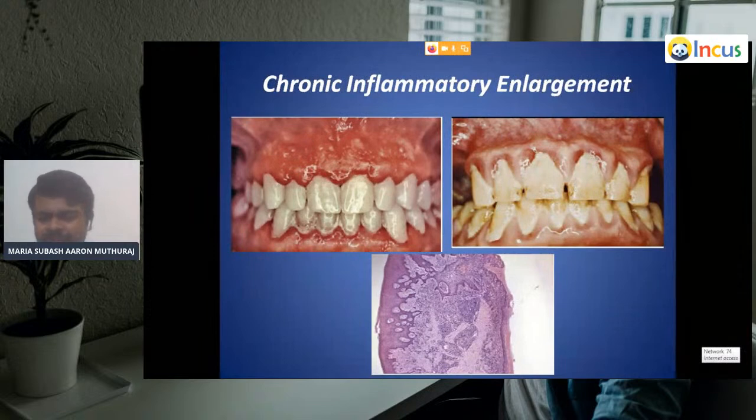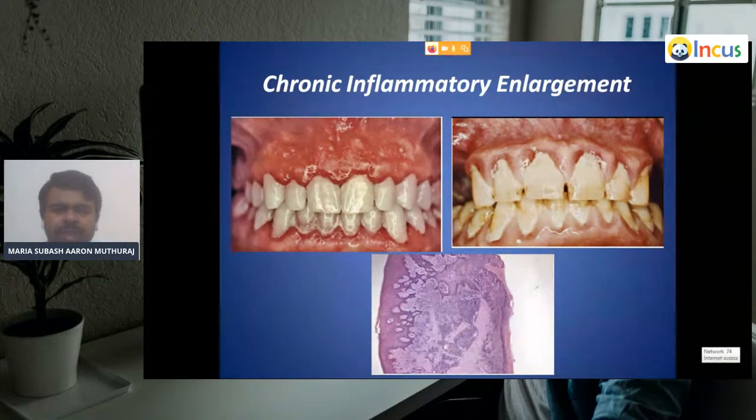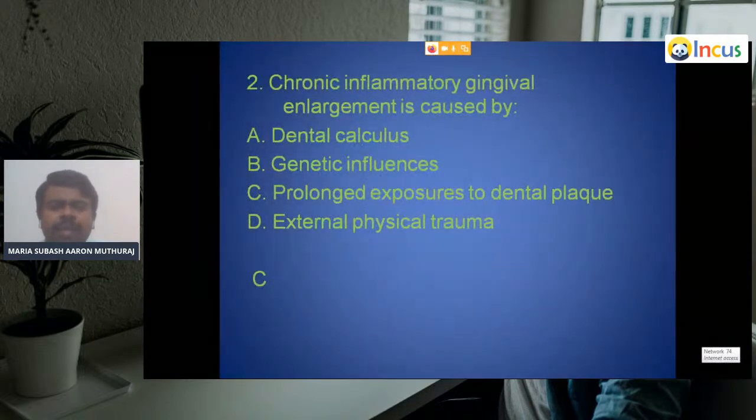If there is an increase in the number of chronic inflammatory cells, the enlargement will be red in color. If there are fewer chronic inflammatory cells and more collagen fibers, connective tissue and granulomatous tissue, this will lead to firm enlargement. Therefore, the answer will be C. Only prolonged exposure to dental plaque will lead to chronic inflammatory gingival enlargement.